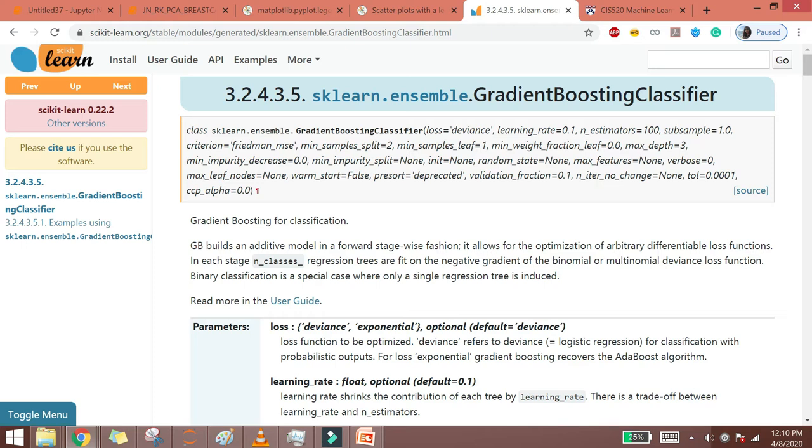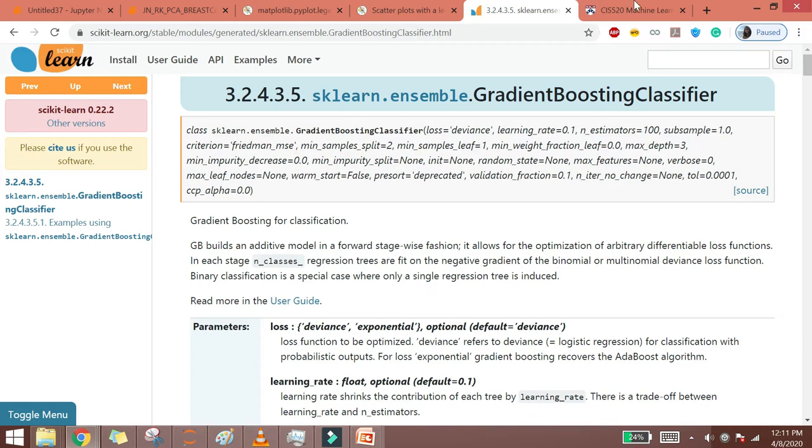Having said that, let's see how the gradient boosting classifier itself is used in sklearn to implement AdaBoosting. We are right now on scikit-learn's page, and we can see that the gradient boosting classifier has a parameter called loss. The default value is deviance, which defines which loss function has to be optimized, and deviance by default means that logistic regression will be used. If we use exponential, then for loss exponential, gradient boosting recovers the AdaBoost algorithm. So if you're trying to implement the AdaBoost algorithm, you will have to use this gradient boosting classifier with the parameter exponential. As simple as that.